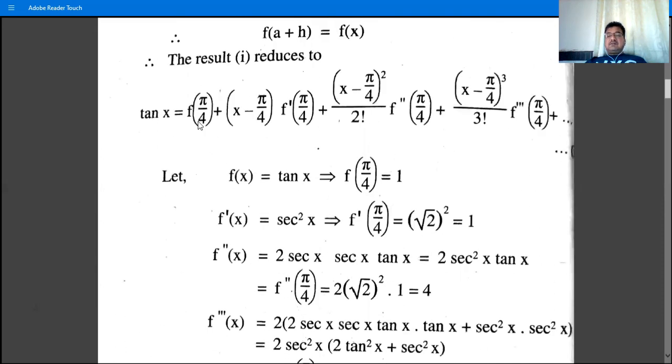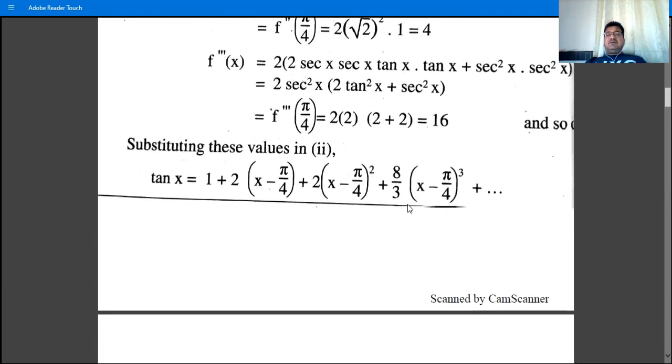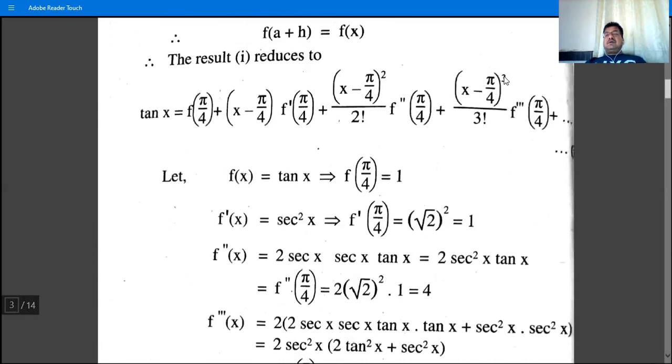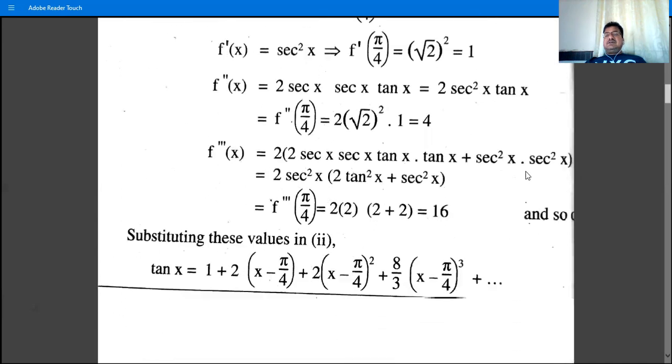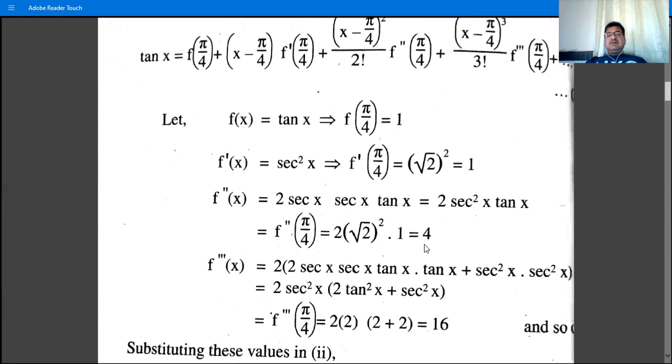Substitute these values in equation number 1. So we have f of x means tan x, f of pi by 4 is 1 plus 2 x minus pi by 4. The value of this quantity is 2, f dash pi by 4. Here write 2 into x minus pi by 4. And then x minus pi by 4 bracket square by 2 factorial f double dash pi by 4. F double dash pi by 4 is 4, so substitute that value 4. Then x minus pi by 4 cube by 3 factorial f triple dash pi by 4. F triple dash pi by 4 is 16. And this 3 factorial means 6. 16 by 6 means 8 by 3, x minus pi by 4 bracket cube. And this is the expansion of tan x in ascending power of x minus pi by 4.